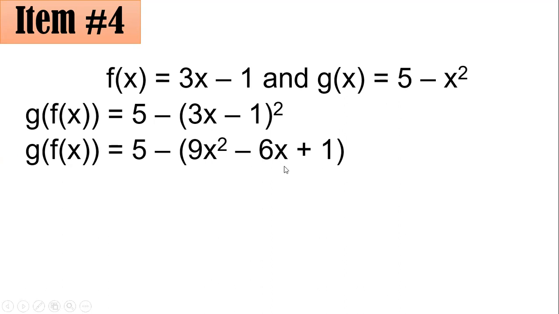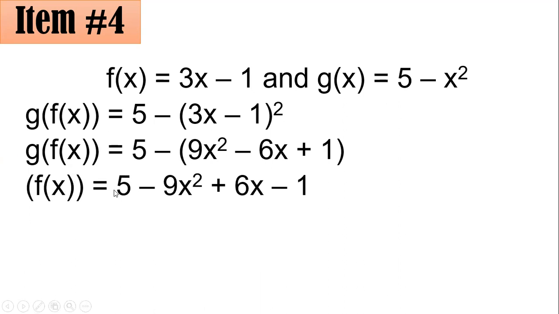That's why you have this thing here. And what will happen next? You will distribute this negative sign. That is why you have all the terms after the minus sign changed. So you have 5 minus 9x squared plus 6x minus 1.